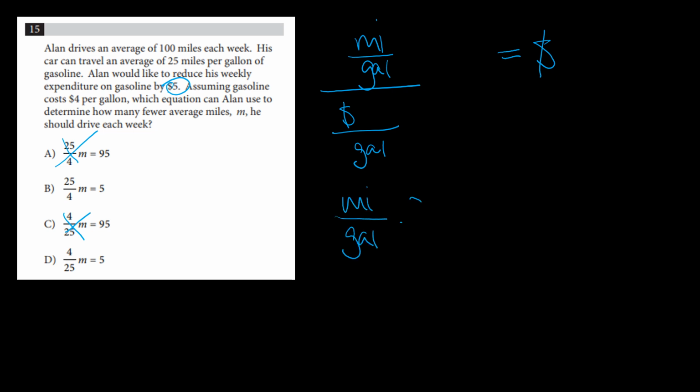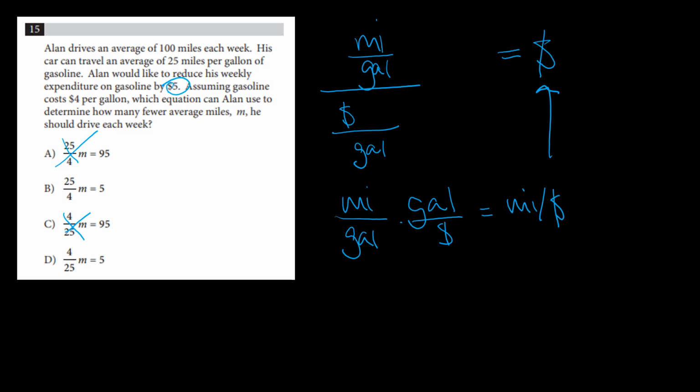Now, simply looking at the units, on one side, we need it to equal dollars. So let's look at answer choice B. So we have miles per gallon over dollars per gallon. So if we flip that up and multiply, we're going to have miles per gallon times gallon per dollar. So it's going to give us miles per dollar. That doesn't really work there because we want it to equal dollars. So let's try answer choice D.